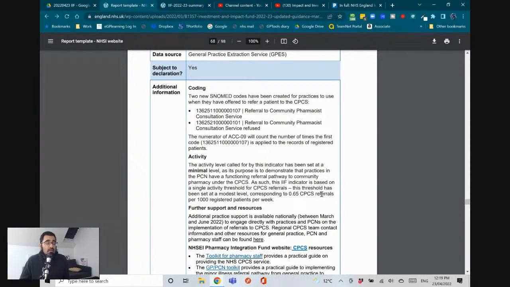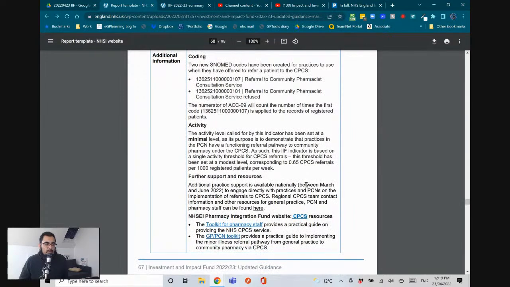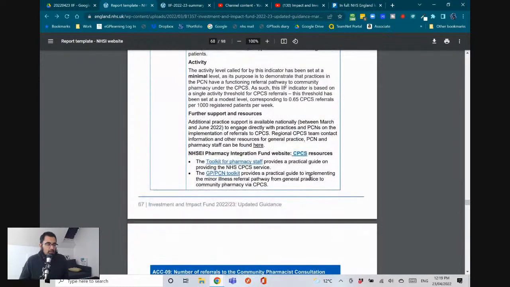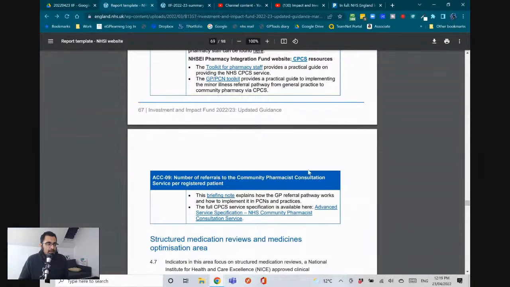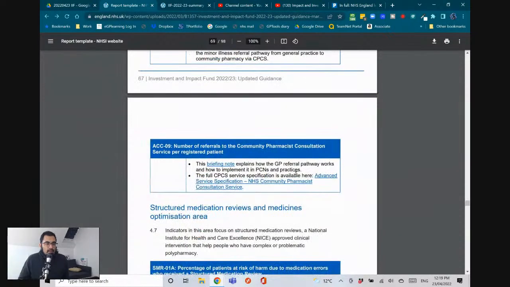So in a 10,000 patient population area, a typical practice size, you would be expected to do 6.5 CPCS referrals a week. So, for example, for my network population, that would be 6.5 times 6, 39, so approximately 40 referrals a week would need to be happening across my network population. So hopefully that's a helpful guide there for you on that one. And that is that section done.